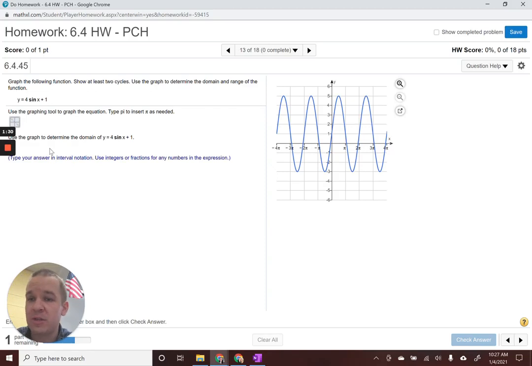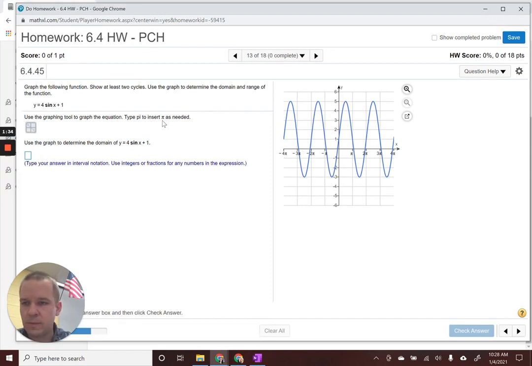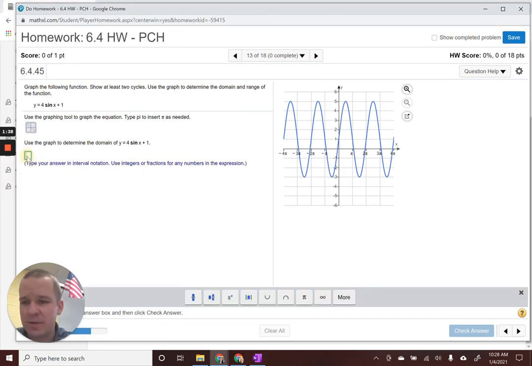It says, use the graph to determine the domain. Well, let's see here. Sorry, I had to adjust my window a little bit because I could not see the little box due to my screen recording application. All right, so what's my domain of this one? Well, it just continues on forever and ever, right? It's a sinusoidal function. So it is going to be from negative infinity to infinity.